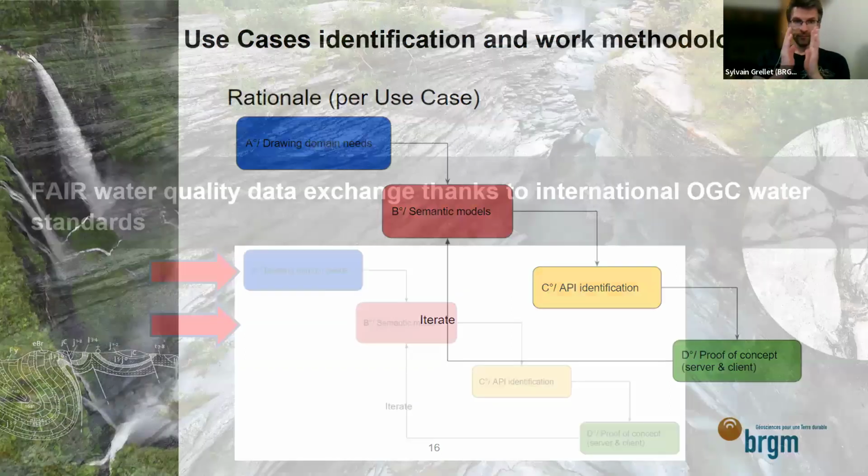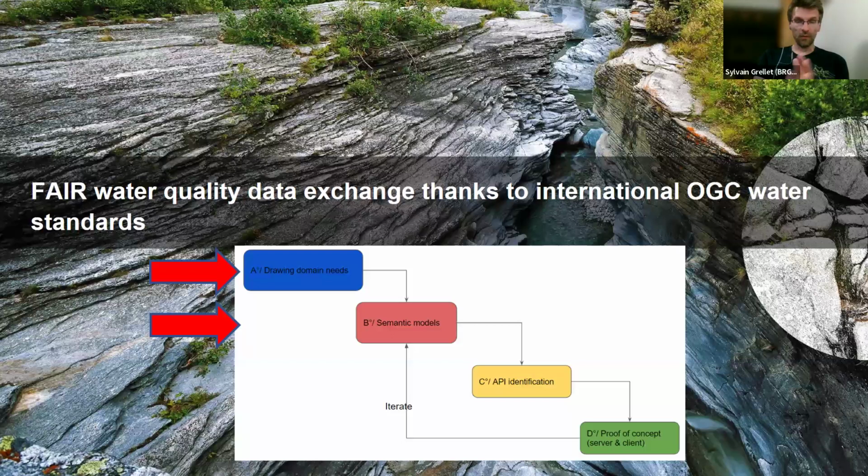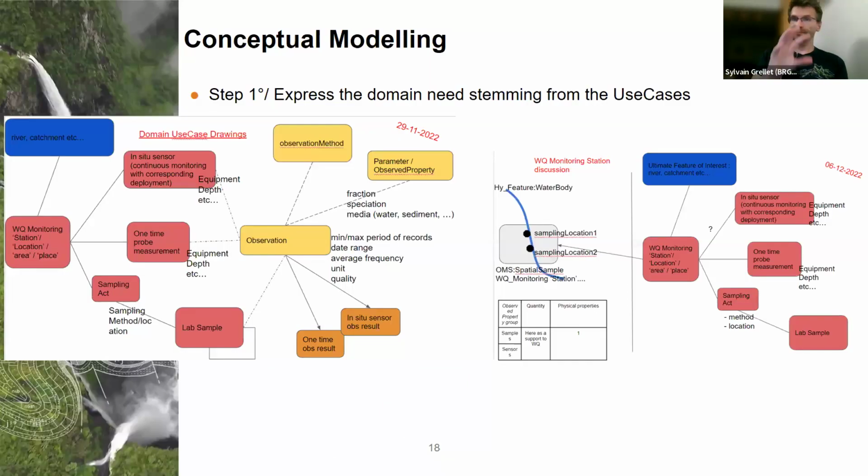So first, I will try to give focus on A/B, then C, then D, and some conclusion. That's the thread I want to follow today. So the first focus is on the domain needs and the semantic modeling exercise we went through. So conceptual modeling, we could discuss if you want conceptual/logical modeling, but let's call that conceptual for today.